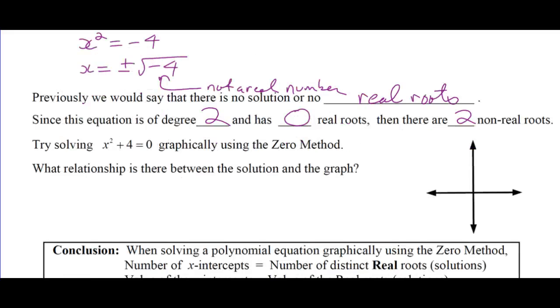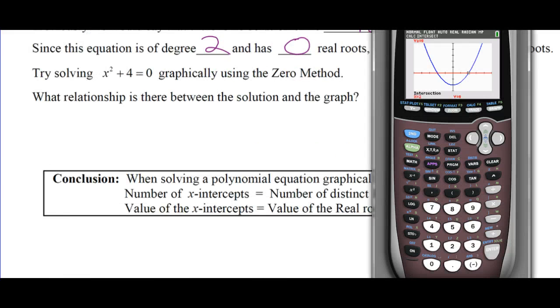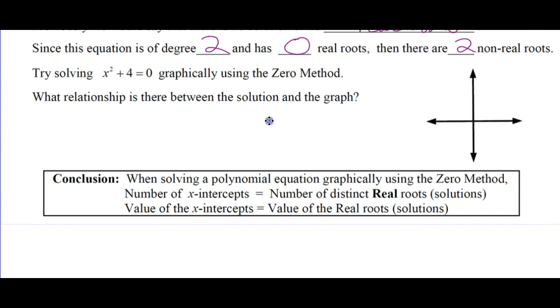Try solving this graphically using the zero method. So, okay, same deal. I'm going to graph y equals x squared, but this time plus 4. Take graph, and we could say, oh, well, no x-intercepts, right? No x-intercepts, there's no solution. So using graphically, so we're doing this, that's a 4.